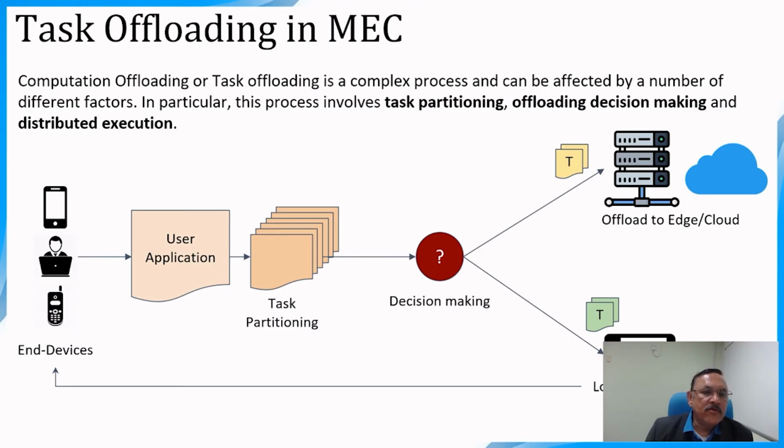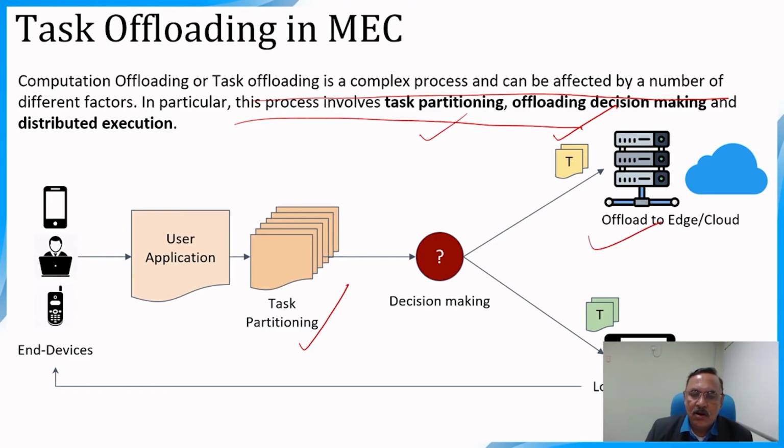So, task offloading in MEC. Computation offloading or task offloading is a complex process and can be affected by a number of factors. In particular, this process involves task partitioning, offloading decision making and distributed execution. Here you can see that the user application now undergoes task partitioning, and then offloading decision making is to be done, whether to offload to the edge or the cloud, or not to offload and execute locally.